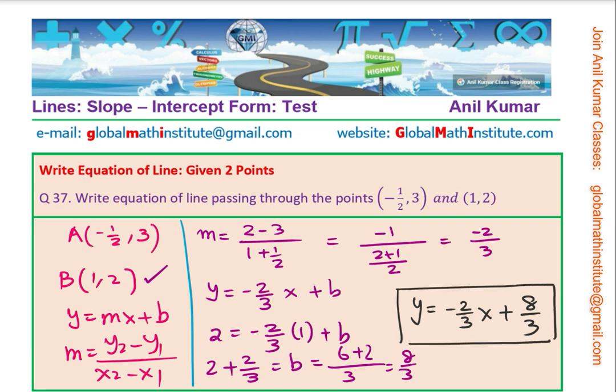So with that, we complete this particular set of questions which were based on finding the equation of a line in slope-intercept form using the information given, mainly a point and a slope or two different points, right? So I hope the concept is clear.